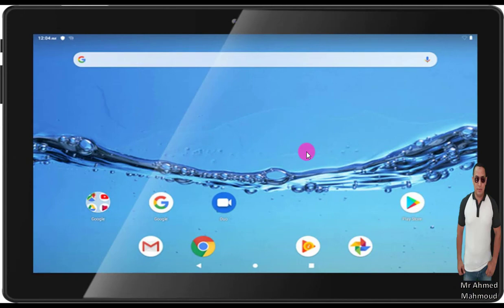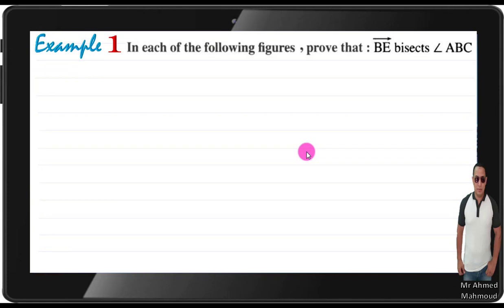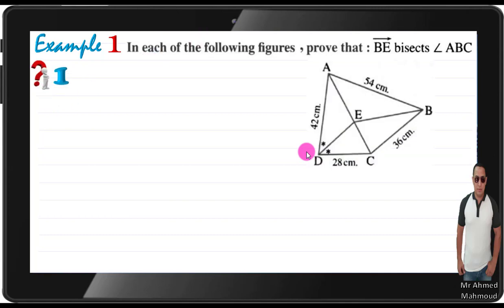In this example, in each of the following, prove that the line bisects angle B. Number 1: here we need to prove BE bisects angle B. So to make BE a bisector of angle B, I need to prove that AE over EC equals AB over BC. So I'm going to start with this triangle.